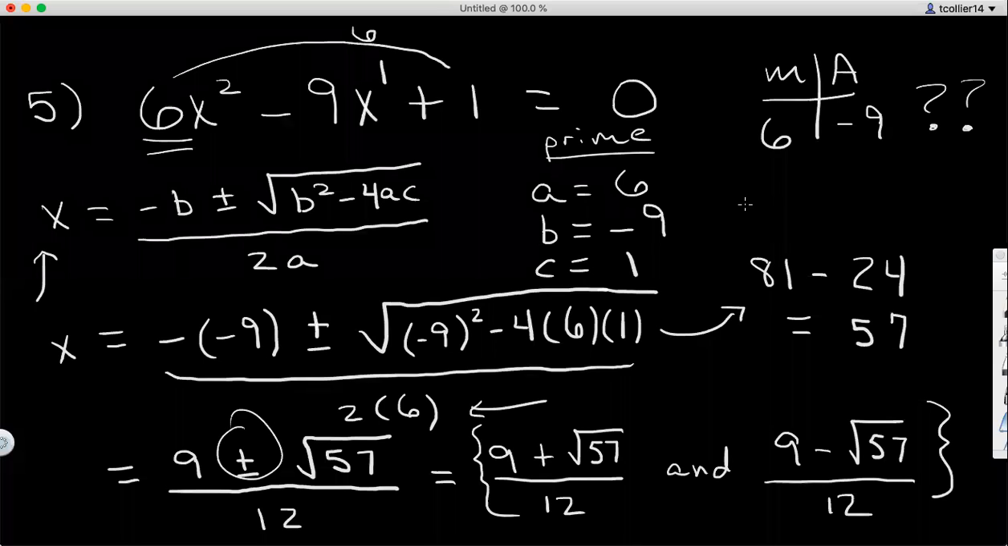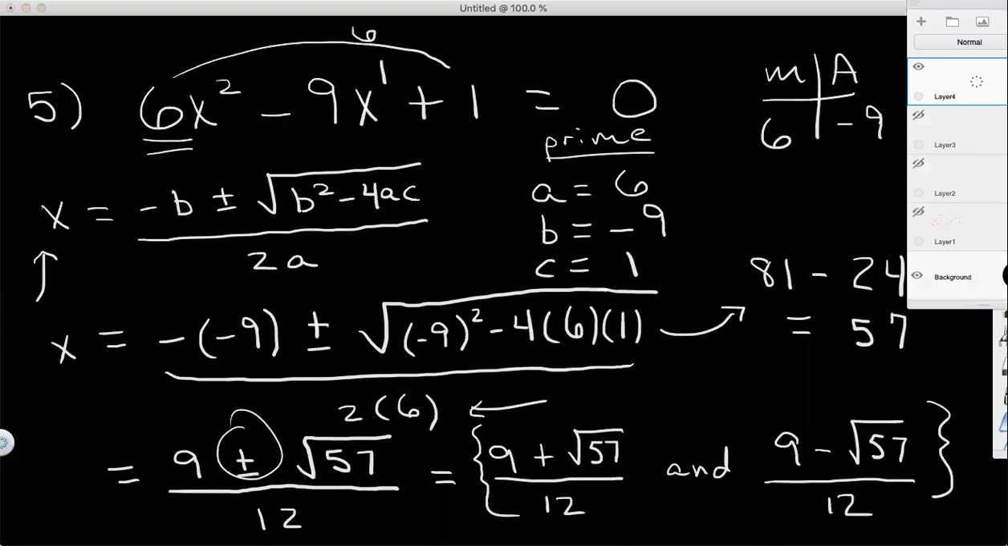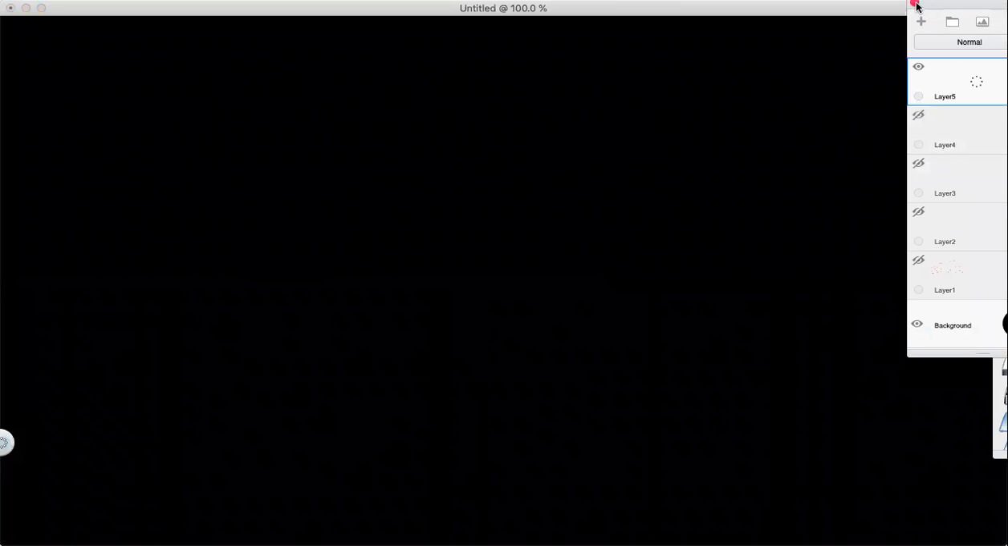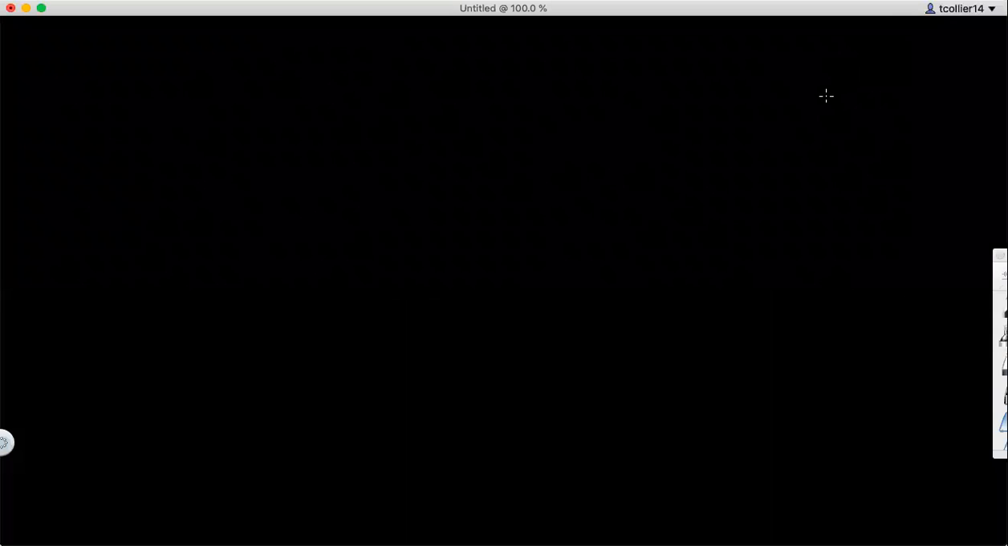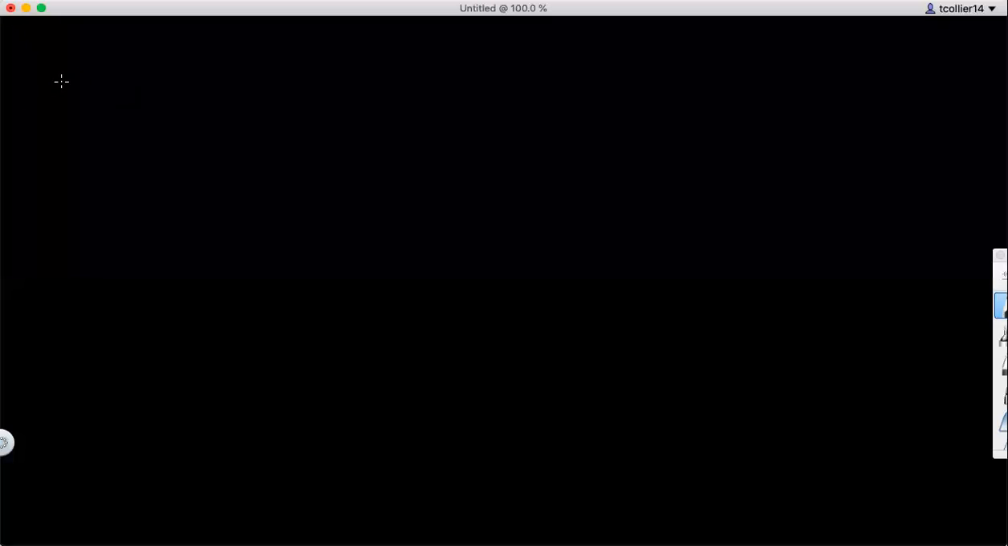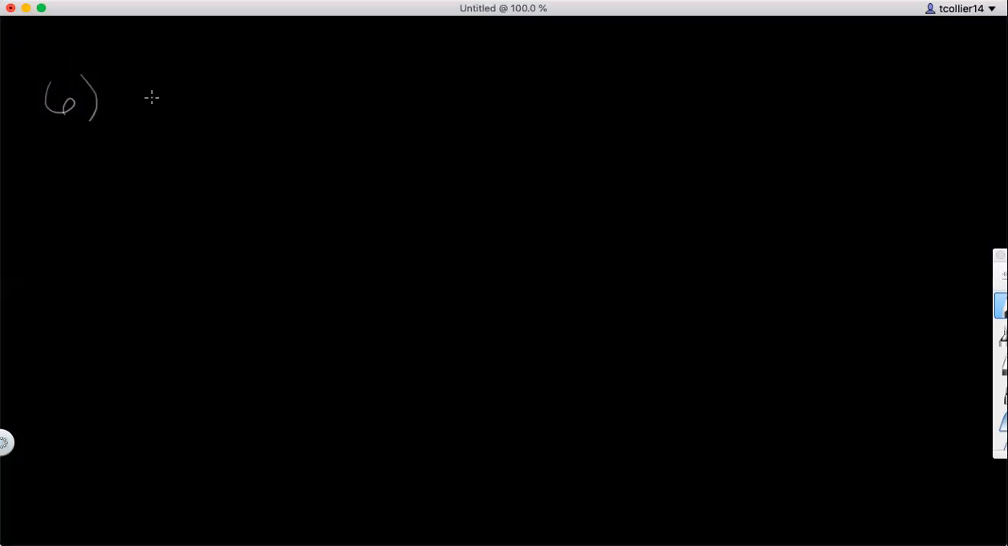Let's do 6 and 7. I can probably do those on the same page. Okay, so let's add another layer to that. All right. Let's see what the pencil looks like. Number 6. Okay, for number 6, I'm given the radical equation square root of 2x minus 3 equals 5.